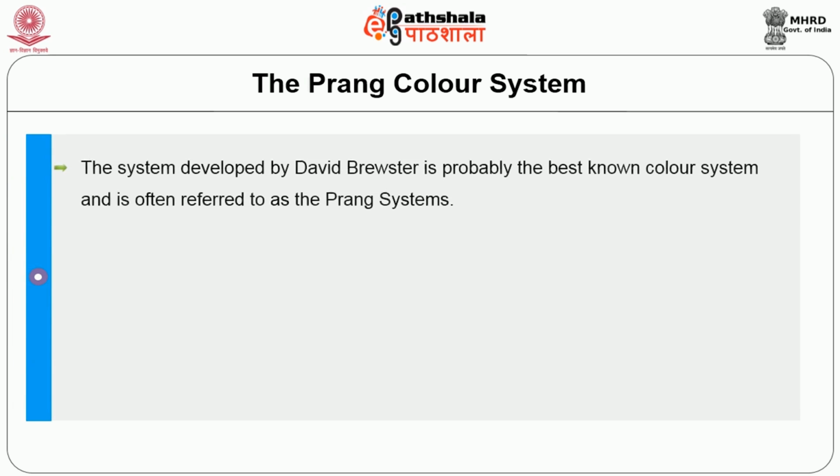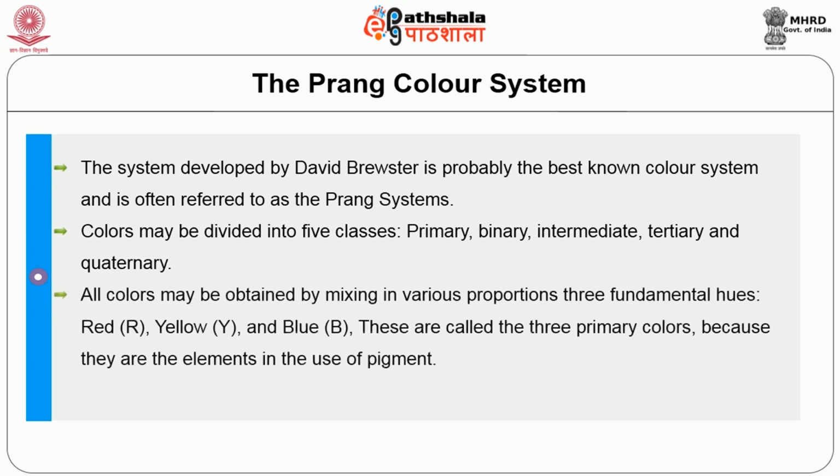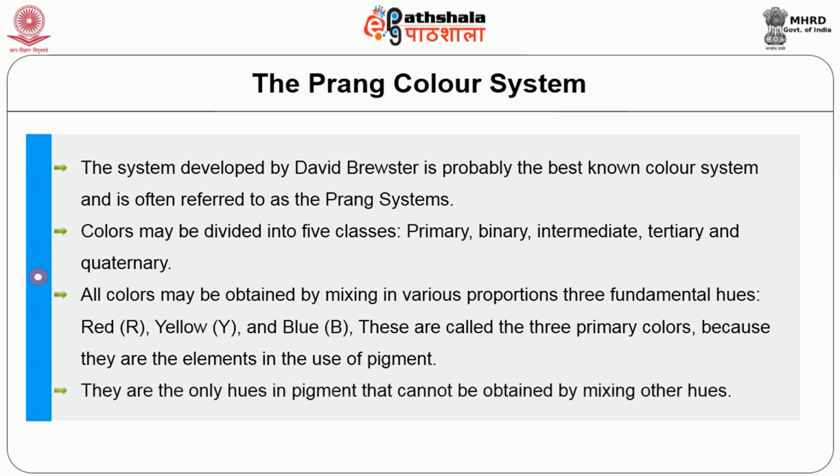The system developed by David Brewster is probably the best known color system and is often referred to as the Prang system. Colors may be divided into 5 classes: primary, binary, intermediate, tertiary and quaternary. All colors may be attained by mixing in various proportions 3 fundamental hues: red, yellow, blue. These are called the 3 primary colors because they are the elements in the use of pigment. They are the only hues in pigment that cannot be obtained by mixing other hues.